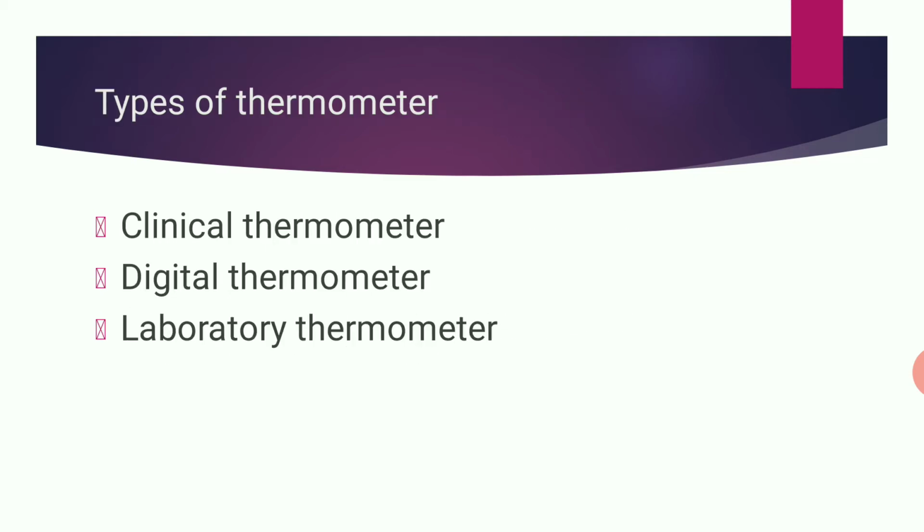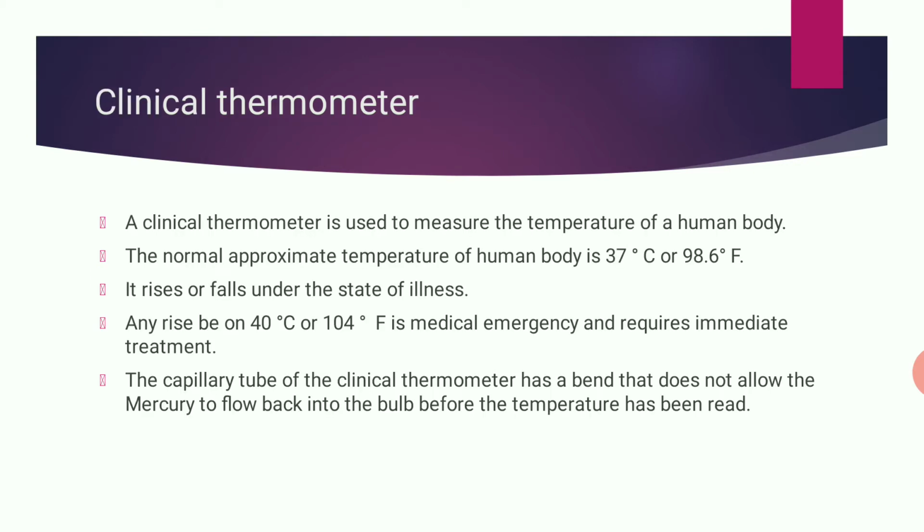Types of thermometer. We have three types of thermometer: clinical thermometer, digital thermometer, and laboratory thermometer. A clinical thermometer is used to measure the temperature of the human body. The word clinical indicates that it is used in hospitals or homes. It is used for measuring the temperature of the body.